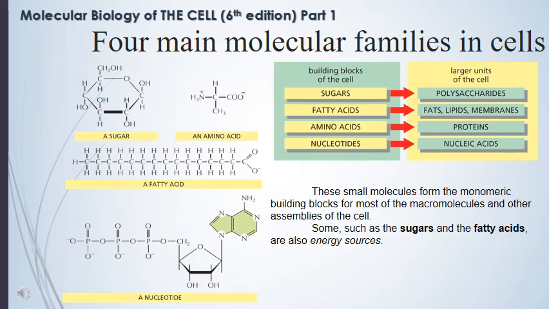Now, besides being polymers that are used for many different functions, the sugars and fatty acids can also be energy storage. But these are not their only roles. The sugars and fatty acids can have structural, functional, and signaling roles also.